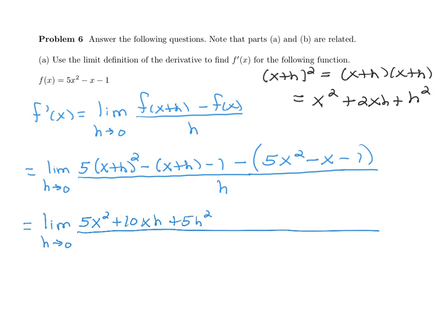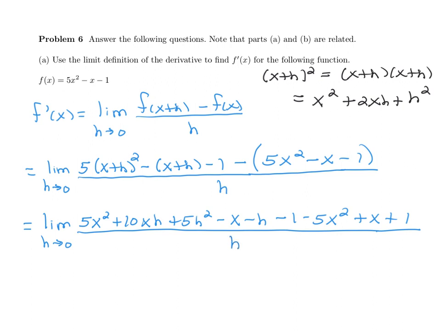I'll distribute the negative to both terms in the next parentheses, which is minus x minus h, and then we have this minus 1. Now, when we distribute the negative into the next parentheses, we get minus 5x squared plus x plus 1. And this would be an easy place to make a mistake. This negative gets multiplied to each term, switching their signs. This is still all divided by h.